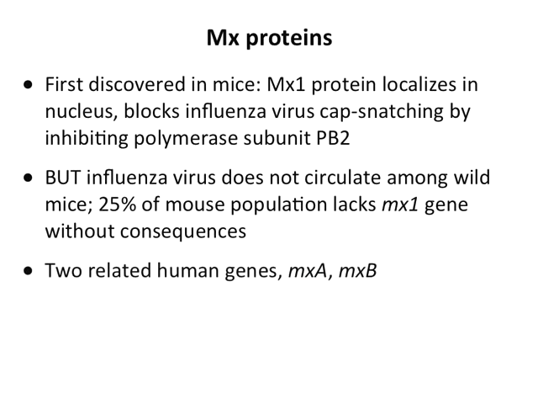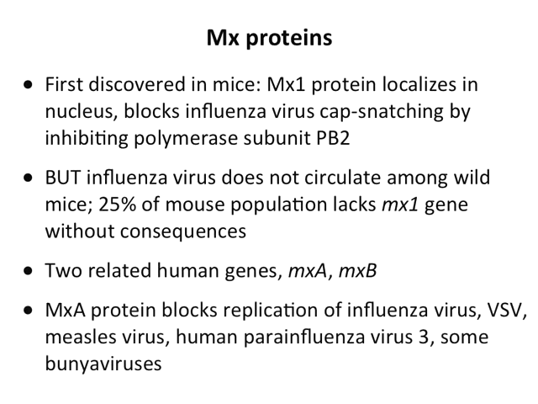But there are human homologs, MXA and MXB, and the MXA protein blocks the replication of a couple of different viruses, as you see here. So a nice example of how studying antiviral effects in mice led to identification of human genes with the same activity.